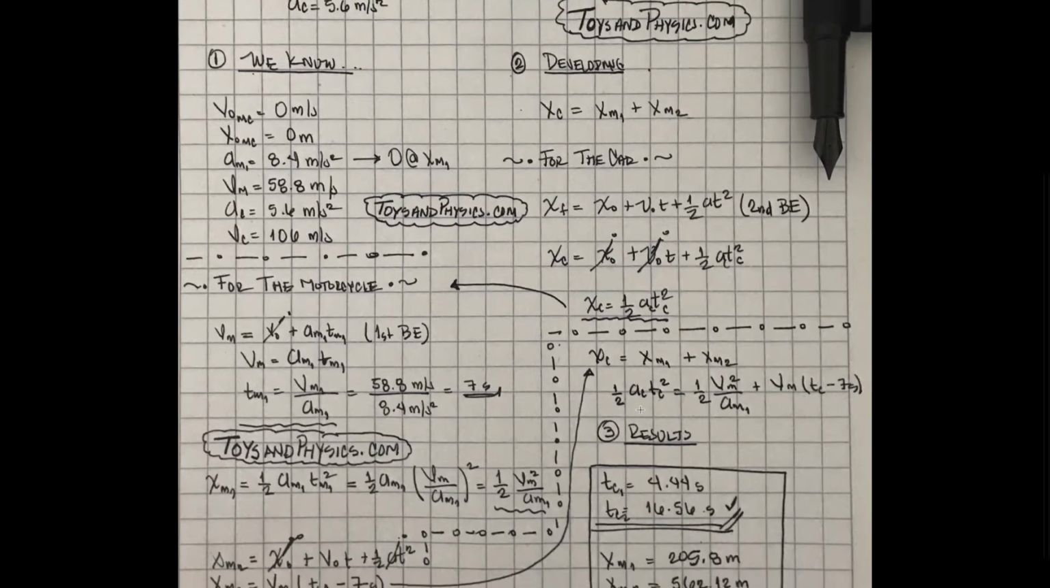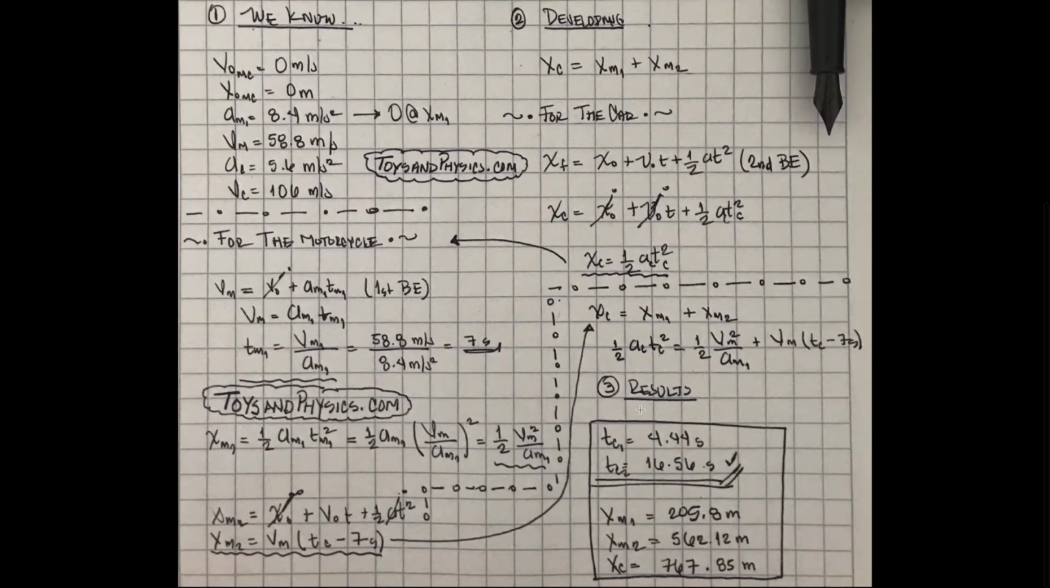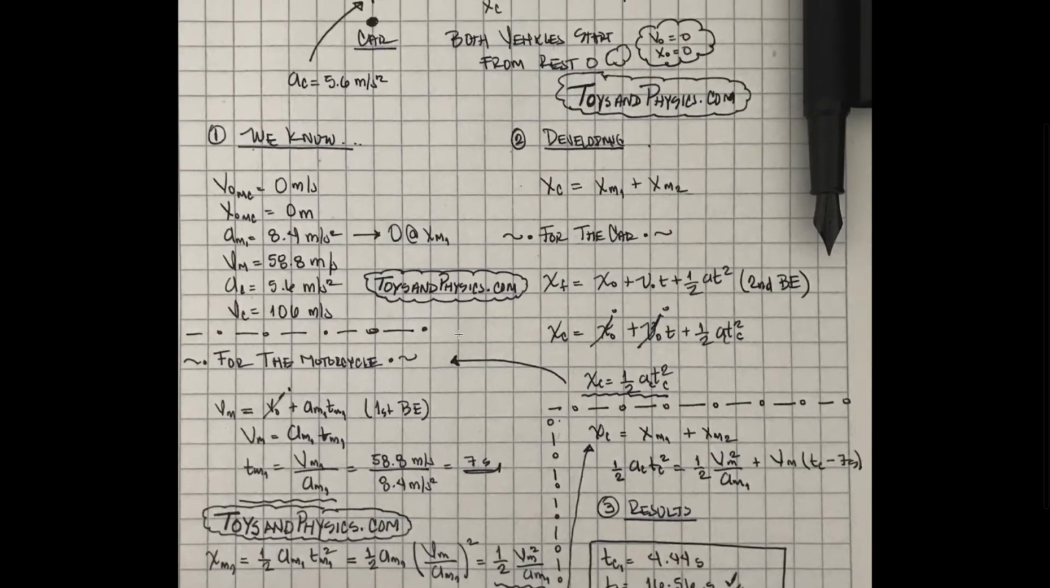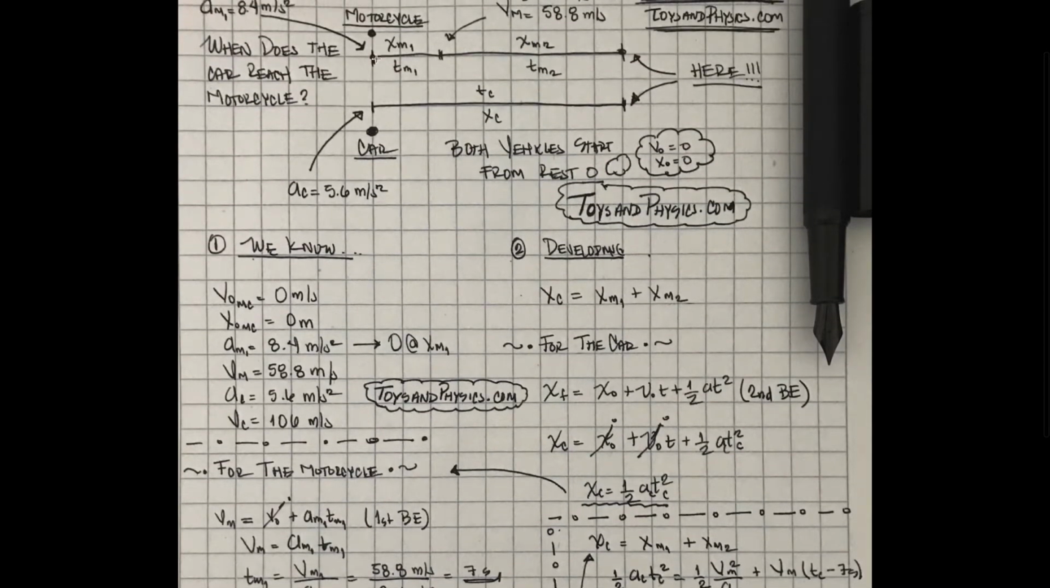If we keep scrolling down, yep, there it is. We can do the same thing for the motorcycle. Now, before doing that, we have to find the time. Actually, we have everything we need to do that. We can start evaluating the time it takes for the motorcycle to go from here to here.